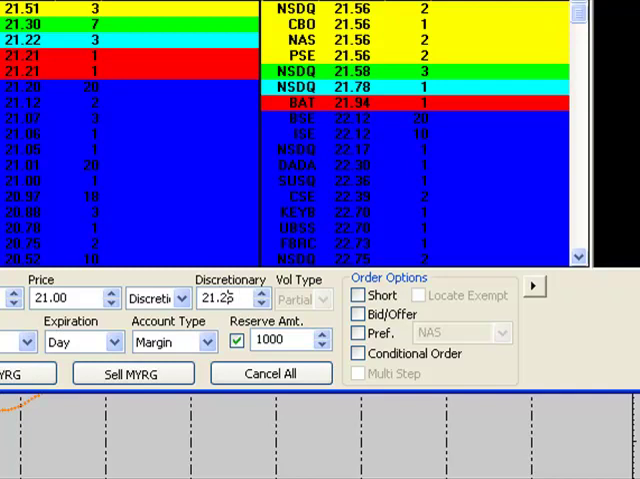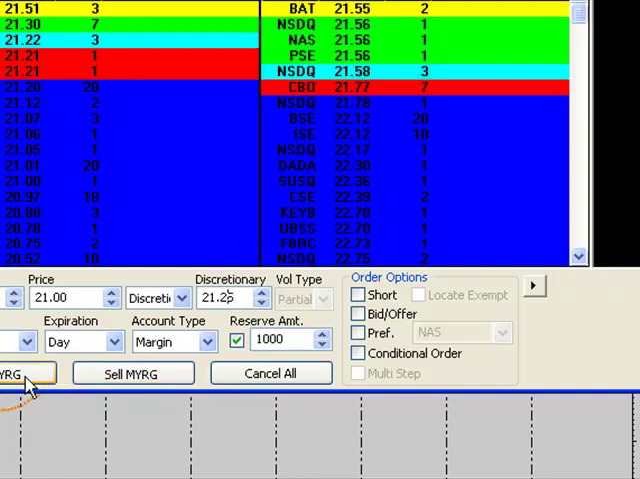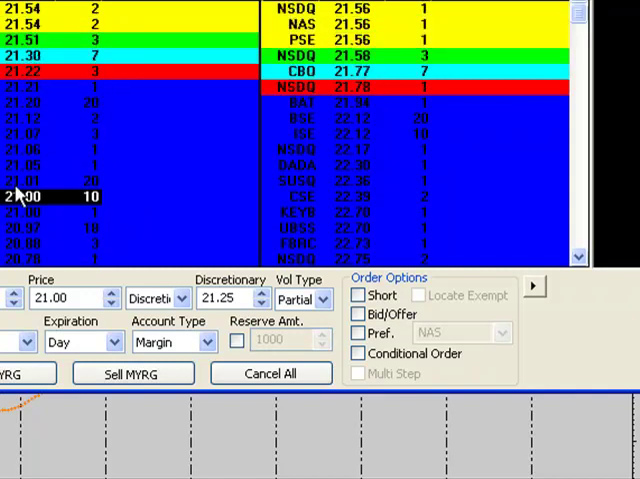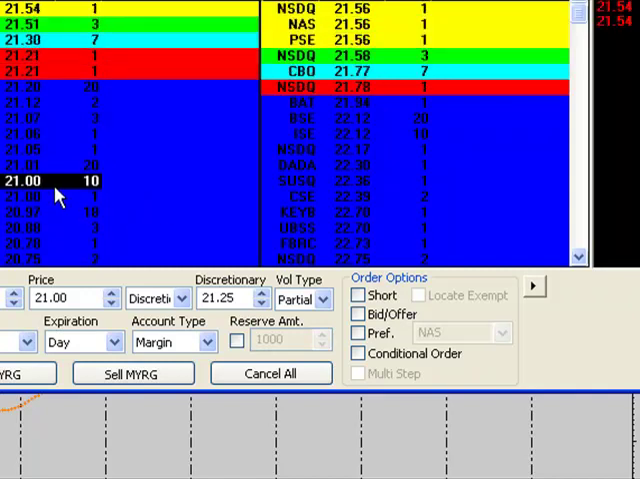Let me change that because again I don't want to own this stock. But the only thing that anyone would see right now when I entered that order is a bid for 100 shares at $21 a share. What they don't see is that I'm actually bidding 1,000 shares because I clicked the reserve feature, and that there's the discretionary level. So I'm showing 100 shares, but I really want to buy 1,000. I want to buy the stock at $21.25 or better.